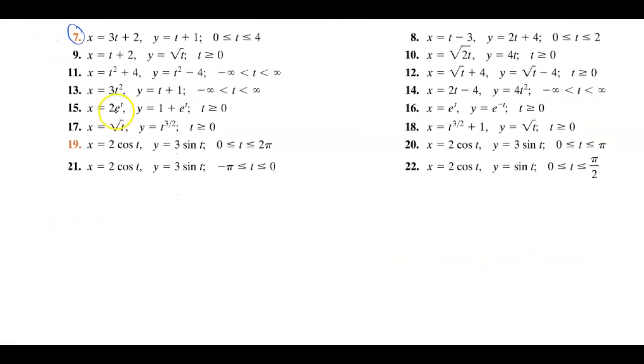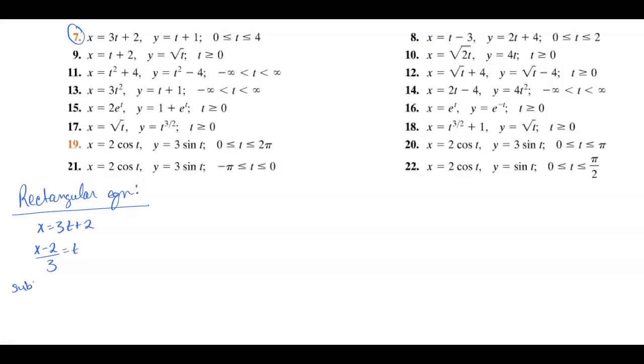So number 7, they tell us x is equal to 3t plus 2, y is equal to t plus 1, and we're restricting t to be between 0 and 4. So let's start with finding that rectangular equation. To figure out the rectangular equation, what we want to do is solve one of these for t and then plug it into the other one. So I'm going to take x equals 3t plus 2, and I'm going to solve this for t. I can do that by subtracting 2 and then dividing by 3.